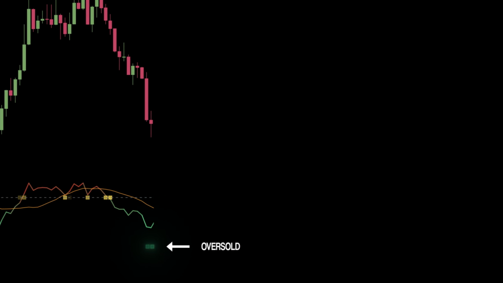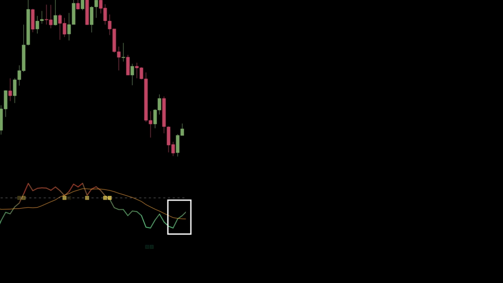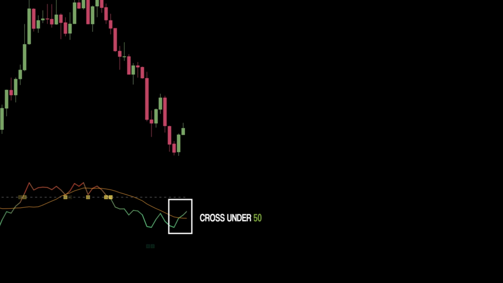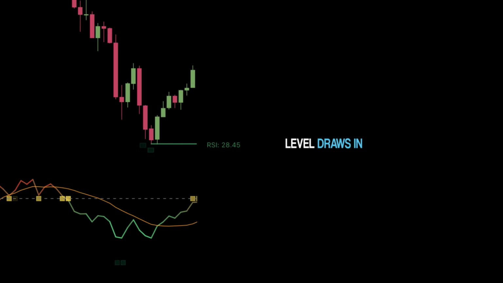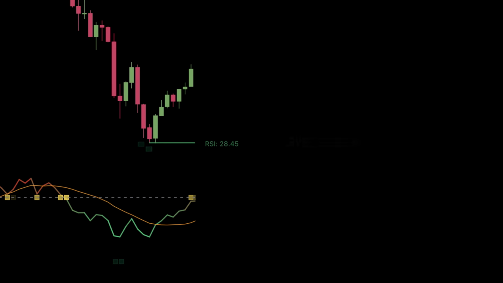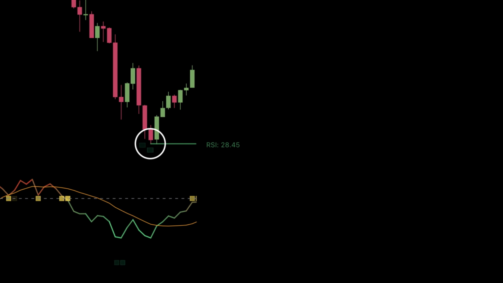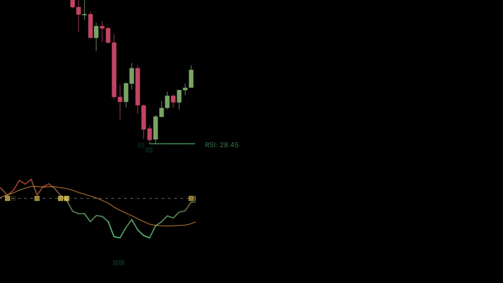That's the tool flagging oversold. Then RSI turns and crosses up through the orange line, still well under 50. That's the trigger. And a solid green level draws in, anchored back at that red candle's low. Solid, not faint, so momentum was genuinely stretched when it built. That's the one you care about.